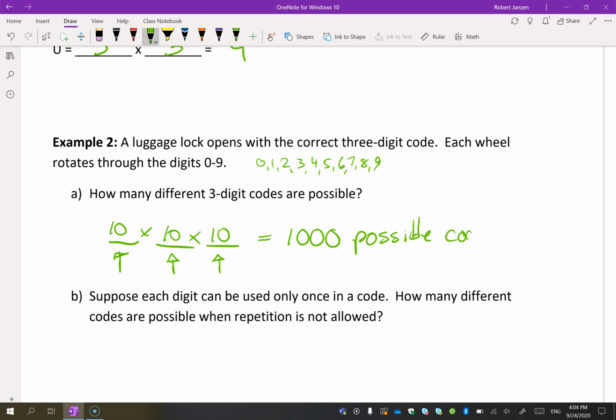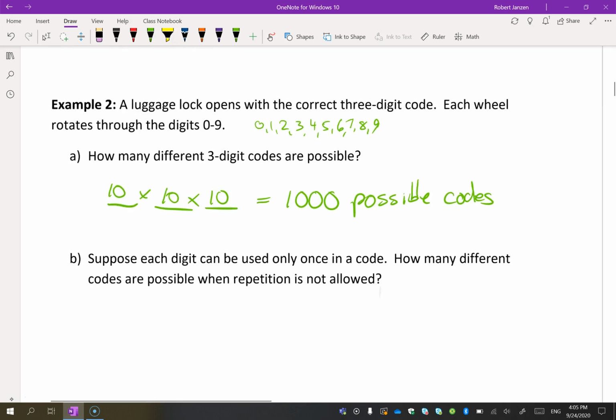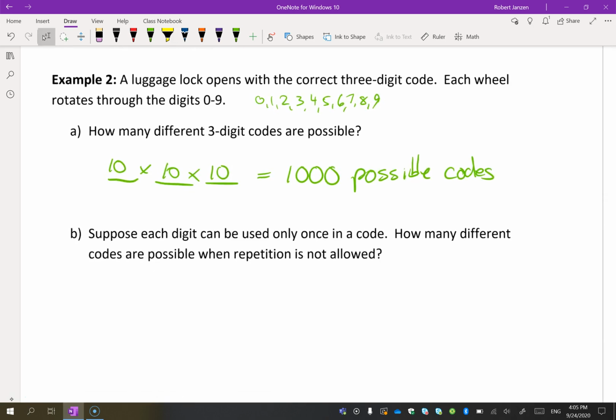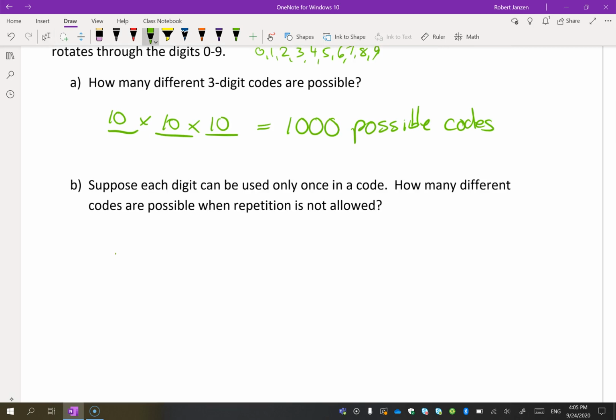Now, I don't know about you, but I would not want to do a tree diagram with 1,000 different possibilities. It's much easier just to consider each of the 3 digits and what can be filled in for each of those digits. Let's see if we understand that question. In that case, we were allowing repetition. I could use the same digit over and over again. Suppose that you can only use each digit once. Repetition is not allowed.